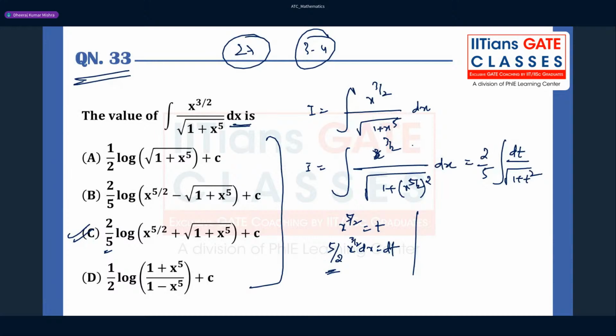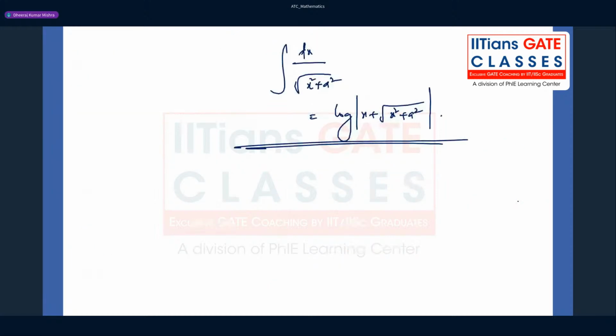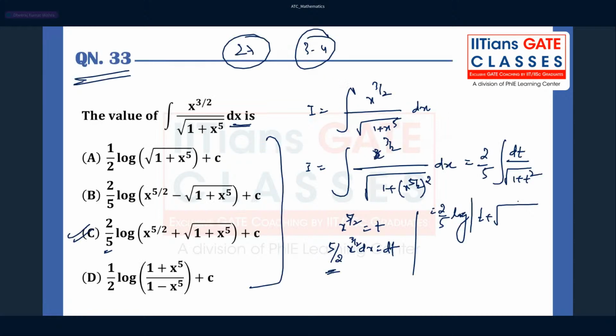So option, you can directly write this as 2 by 5. Okay, log. So this question is based on a formula, right? That is what the thing is. So t plus square root of t square plus 1, plus c, right? So you can plug in place of t what that t is here, and you will get the answer.